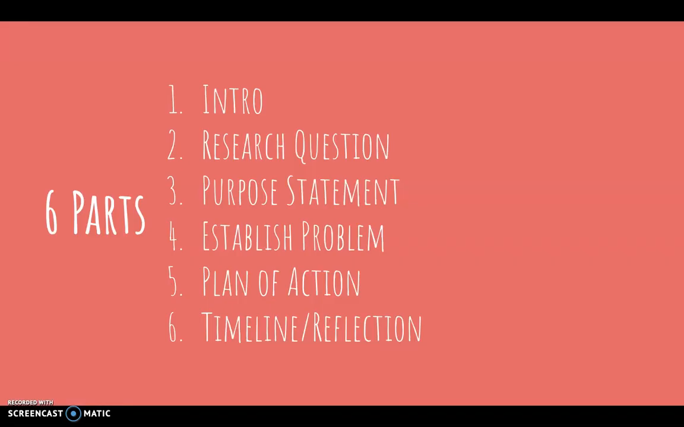A proposal has 6 key parts. First, it has an introduction. It's what it sounds like. You need to introduce your reader to what we're looking at, what's going on, what's the situation, why are we talking about this. Next is the research question or questions. This is what you're wanting to investigate specifically, the question you're wanting to answer. Then you have a purpose statement, who's impacted by this and how.